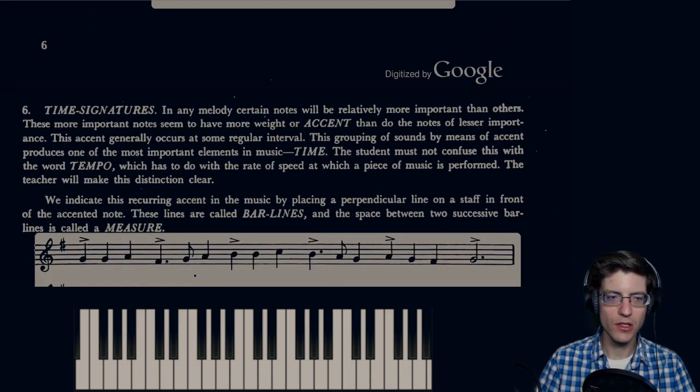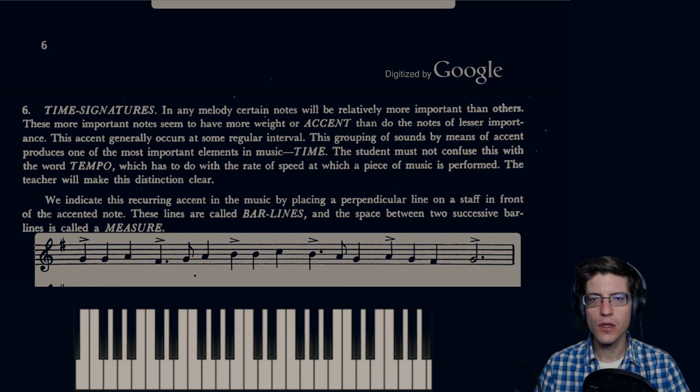Number 6, time signatures. In any melody, certain notes will be relatively more important than others. These more important notes seem to have more weight or accent than do the notes of less importance. This accent generally occurs at some interval. This grouping of sounds by means of accent produces one of the most important elements in music, that of time.